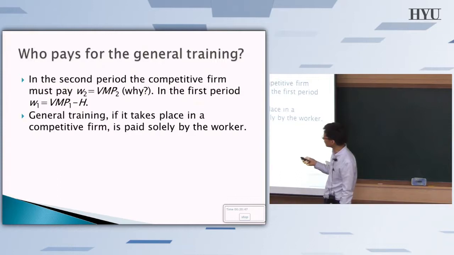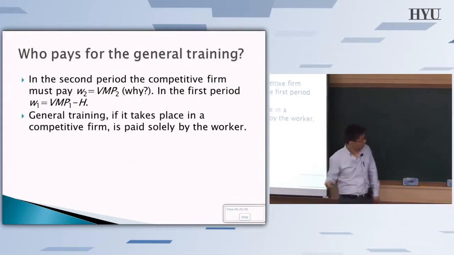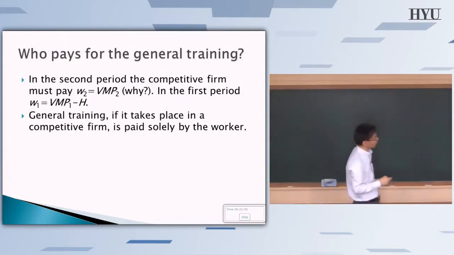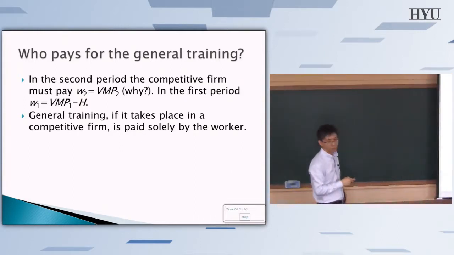Because the firm just exactly deducts the training cost from the worker's pay. So VMP1 minus H. So you can say that the worker will get the VMP1, but pays H out of his or her own pocket.